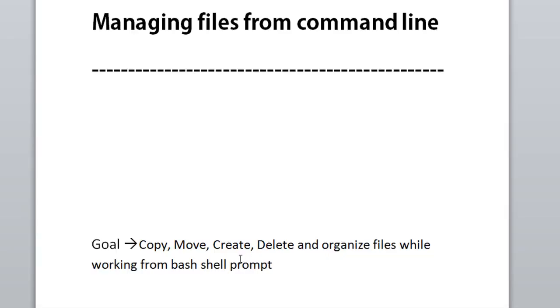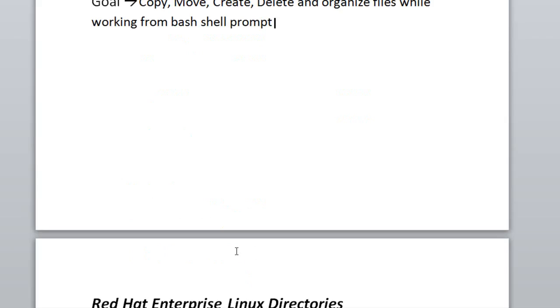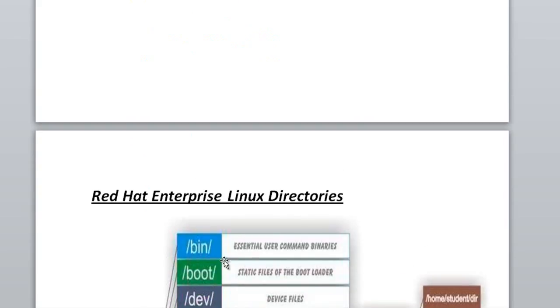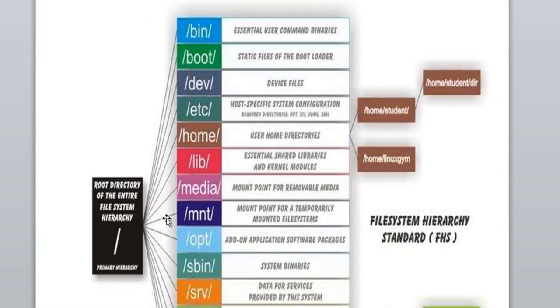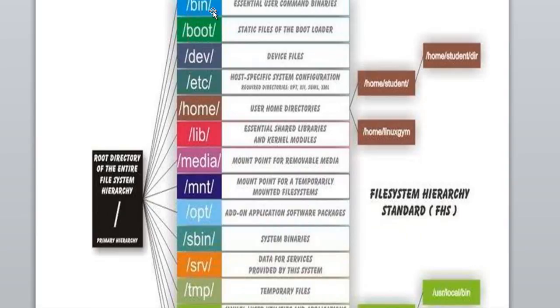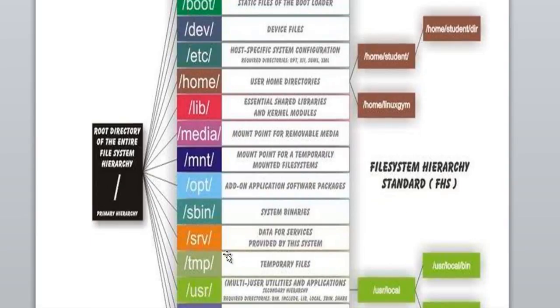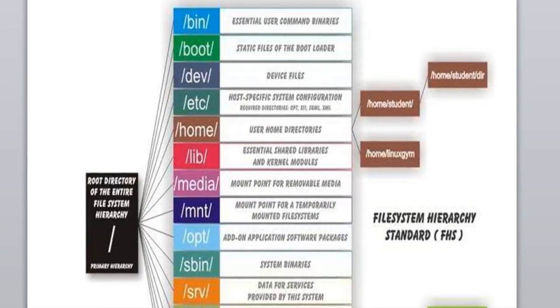directories of a Red Hat Enterprise Linux system. Here are some directories, showing the entire structure. Here is the root directory, and there are some subdirectories under it, each file configuring something. So we'll see all those things in this tutorial.